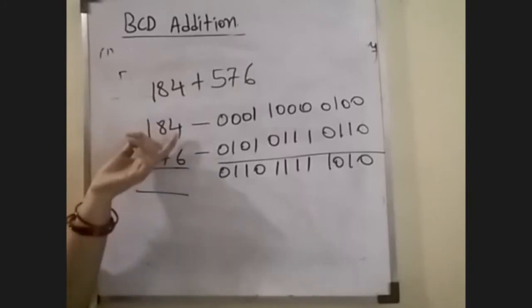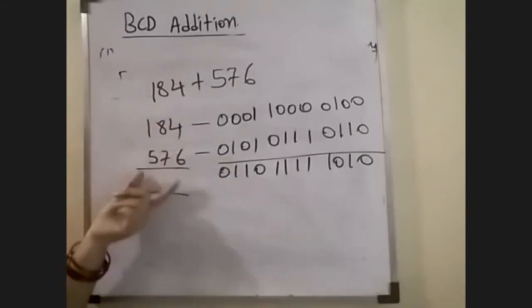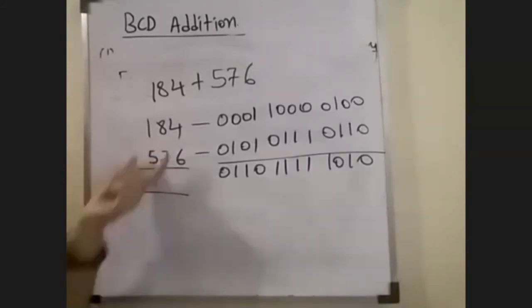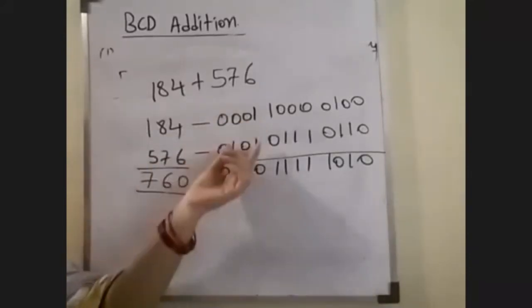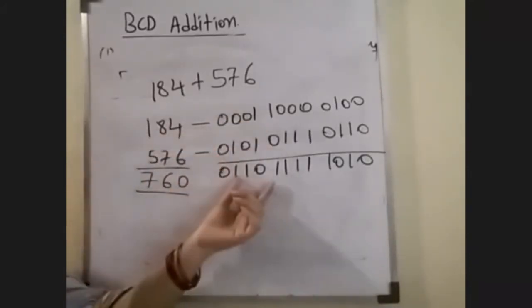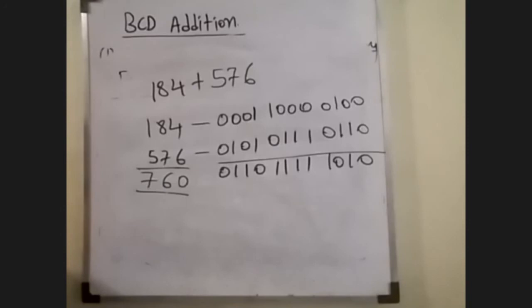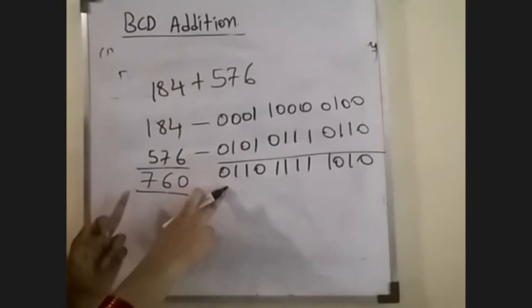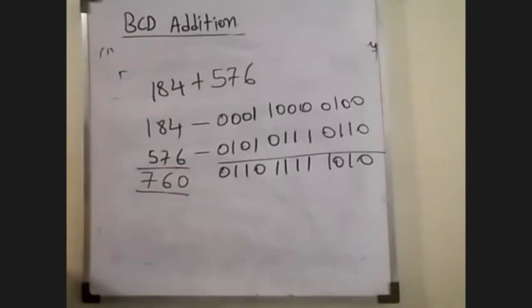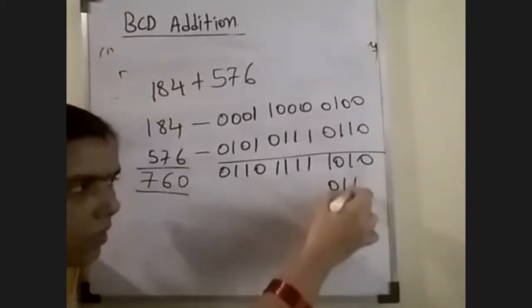Perform this 184 plus 576 as a normal decimal addition. Here 184 plus 576 is 760. So for this decimal addition 760 is the value. For BCD addition, the values are these, so it is equivalent to this value. No, right? So this is the invalid sum. So this is the invalid BCD value. So first you can add plus 6 here, 0110.